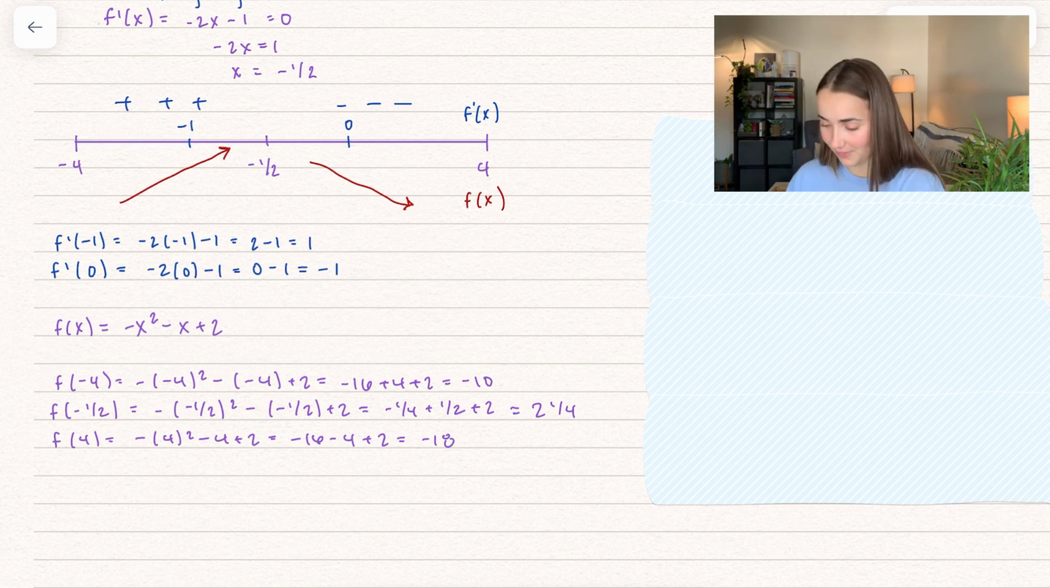Okay, let's go ahead and look at our values. So we got negative 10, 2 1/4, and negative 18. So looking at this, I can see for sure I have an absolute minimum and I have an absolute maximum. So let's go ahead and write those out.